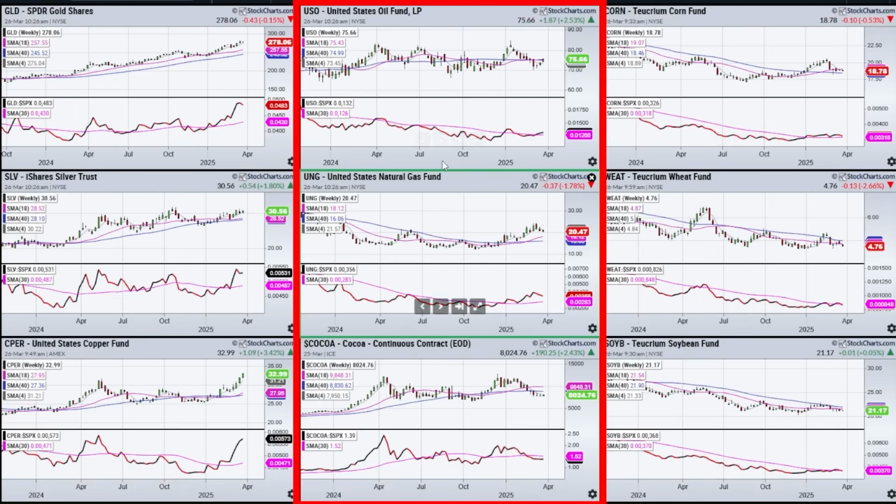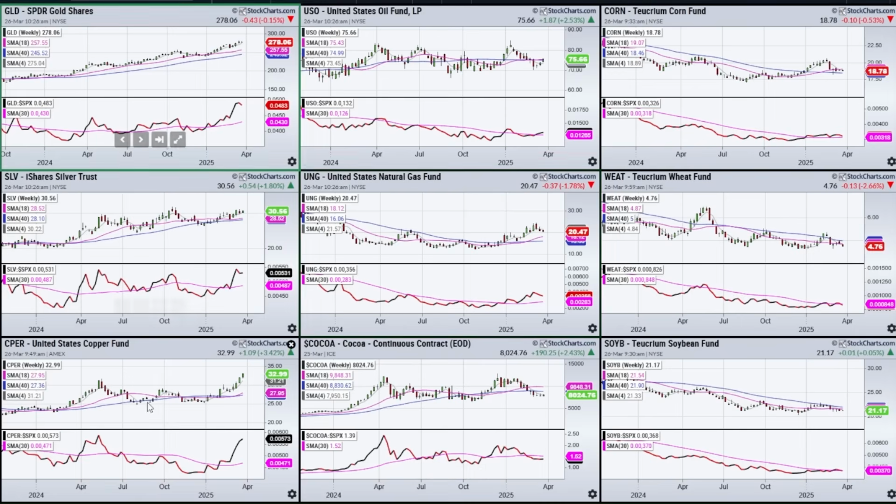And then I've got the oil here in the middle, USO and UNG, and then cocoa kind of by itself down in the middle. But it gives me a real quick way to go through and see what the metals are doing right now, and then go over here and see what the agricultural commodities are doing. And you can see really where the money is, where the buyers are stepping in. It's in the metal side.